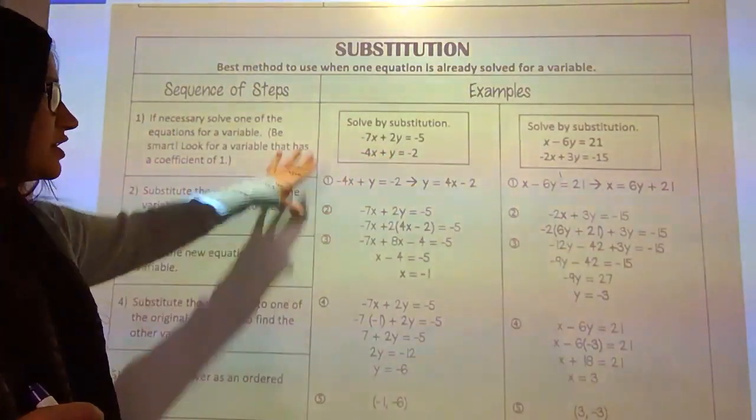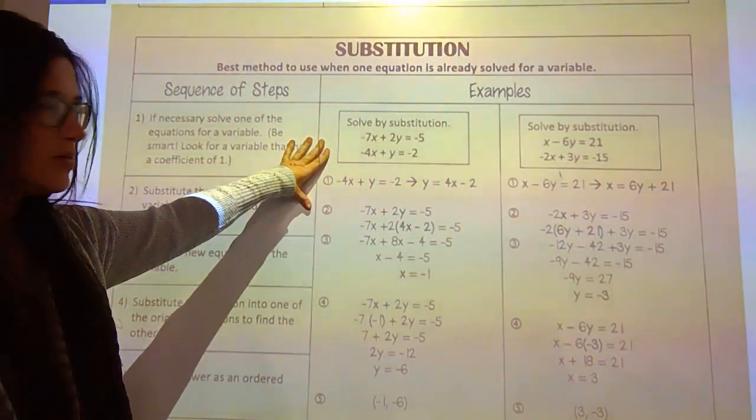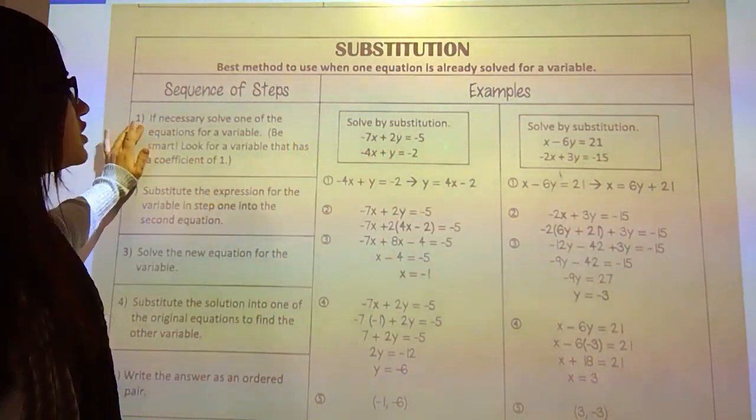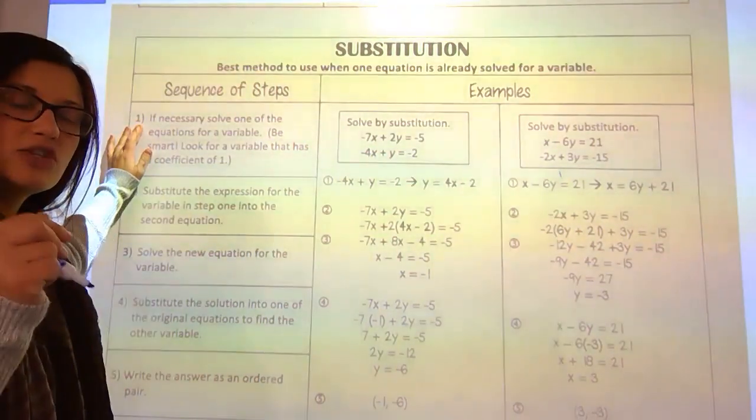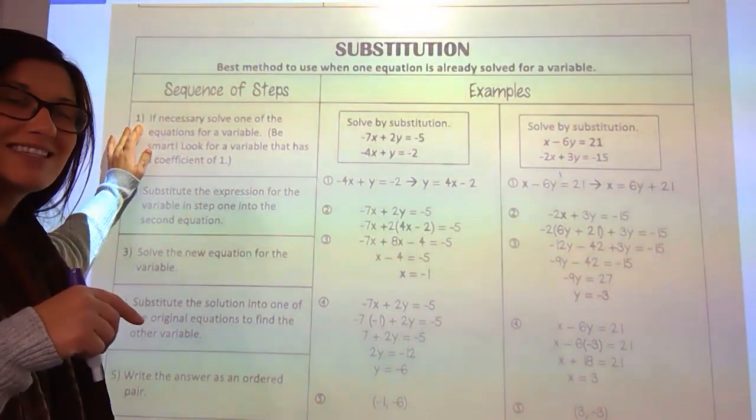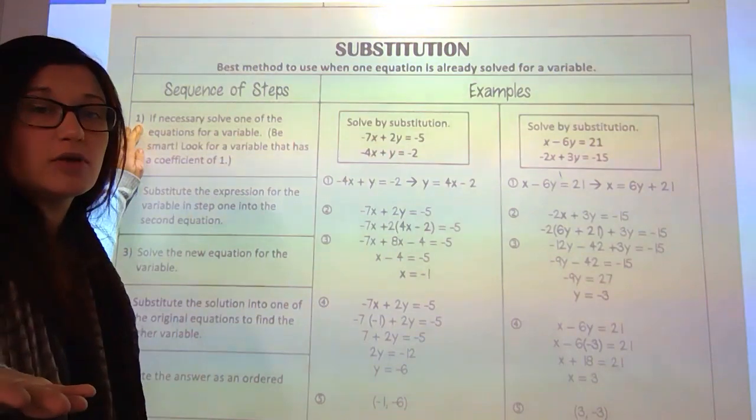So they gave a couple different examples for these. Maybe we'll just kind of run through one of them. But the first step that you want to do with substitution is make sure that one of your equations is solved for either variable.